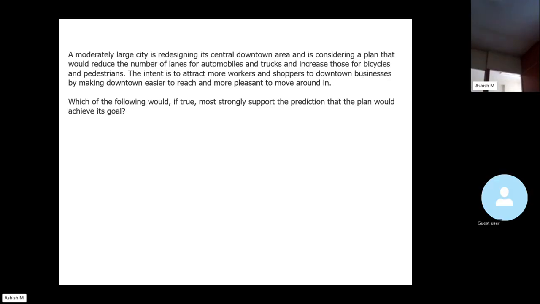That's the whole plan. And then the question says, which of the following, if true, most strongly supports the prediction that the plan will achieve its goals? Again, let's be very clear about the plan and the goal itself. What is the plan? Reduce the number of lanes for automobiles and trucks and increase the number of lanes for bicycles and pedestrians. That's the plan. What is the goal? Obviously, increase the business, downtown business. All right. So notice that's the plan, right?